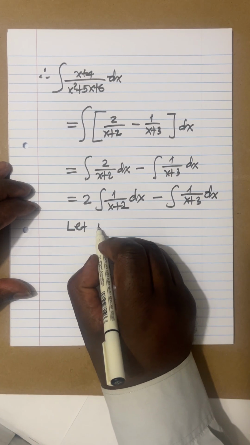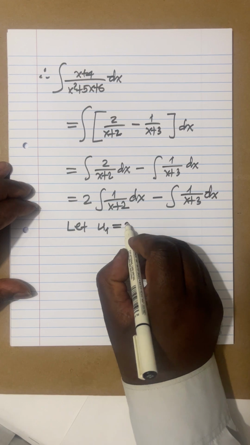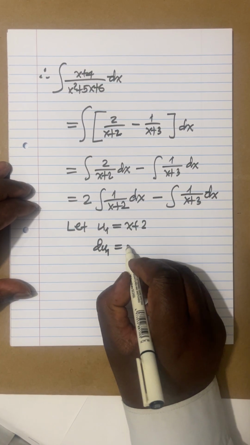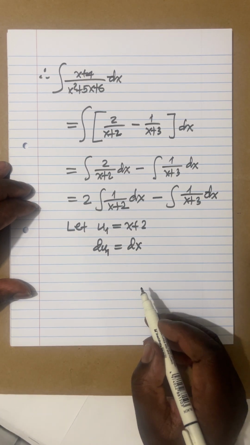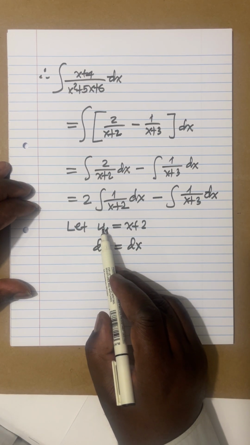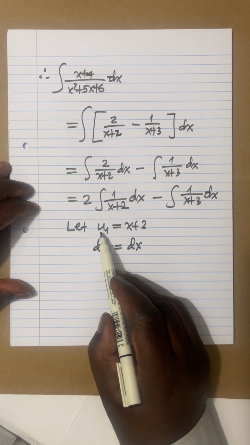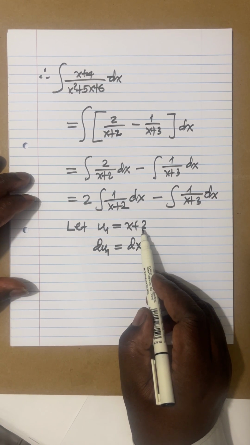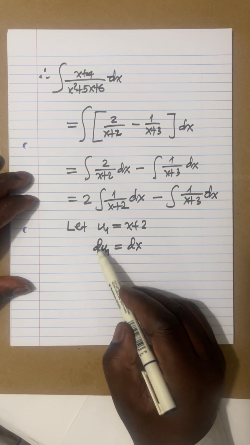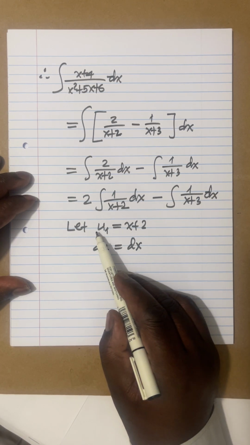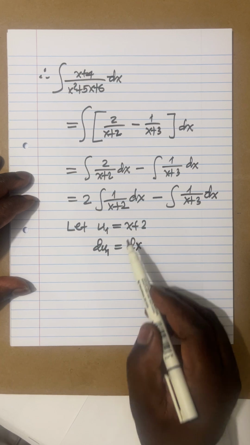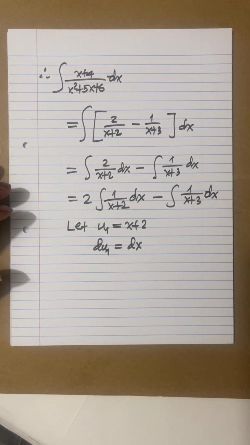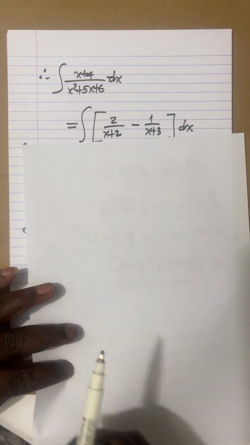I'm going to let u1 be equal to x plus 2, and I differentiate. So du1 is equal to dx. You follow what I mean? Differentiate this, du1 over dx is equal to 1, because the derivative of 2 is 0, 2 is a constant. So if du1 over dx is equal to 1, it means if you multiply both sides by dx, let me just show you here what I mean.